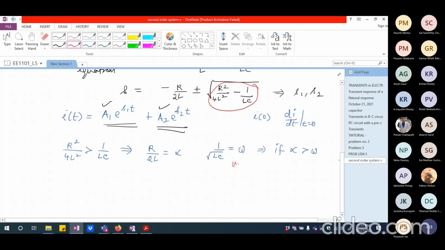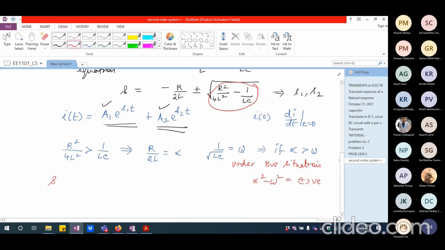So under this situation, whatever is alpha square minus omega square is going to be a positive quantity. Square root of a positive quantity I will get as a real quantity.